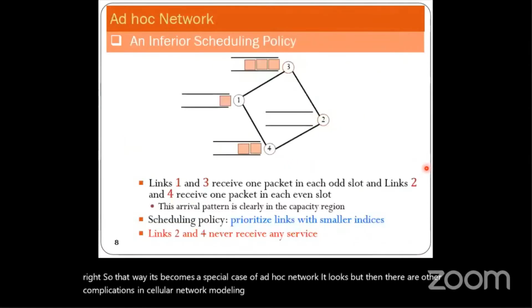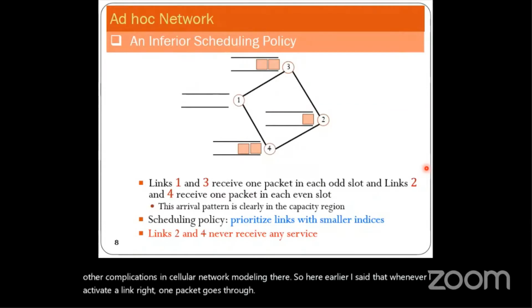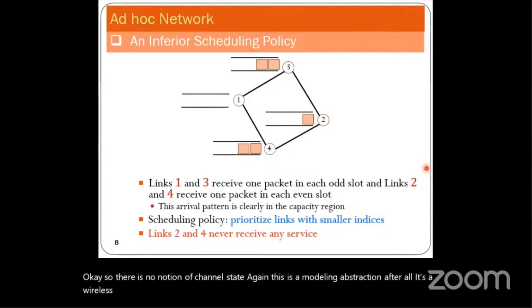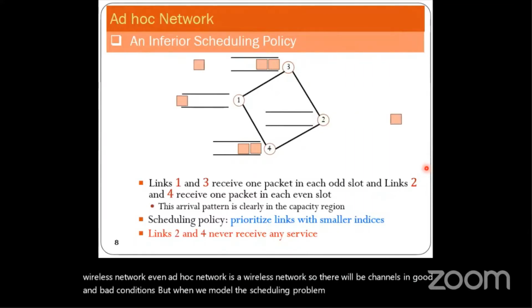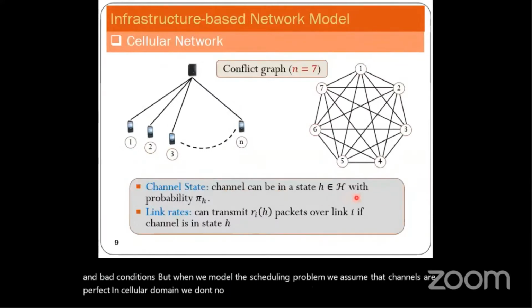So here, earlier I said that whenever I activate a link, one packet goes through. So there is no notion of channel state. Again, this is a modeling abstraction. After all, it's a wireless network. Even an ad hoc network is a wireless network, so there will be channels in good and bad conditions. But when we model the scheduling problem, we assume that channels are perfect. In the cellular domain, we no longer do that. So there is a notion of channel state.